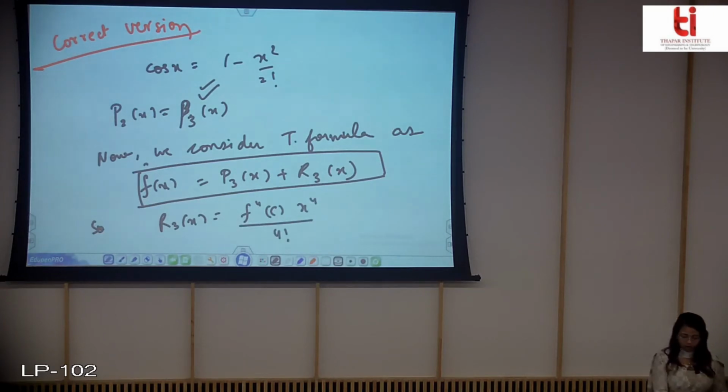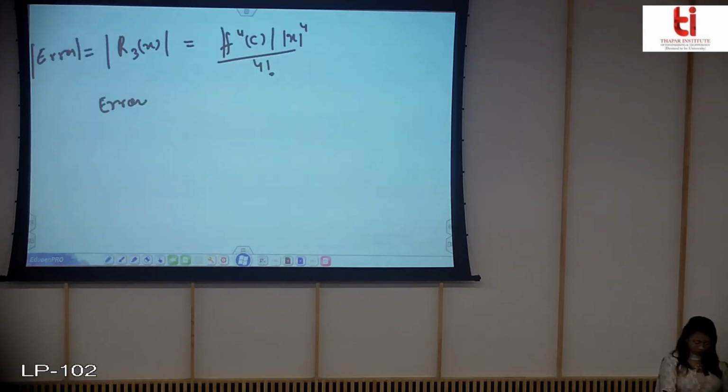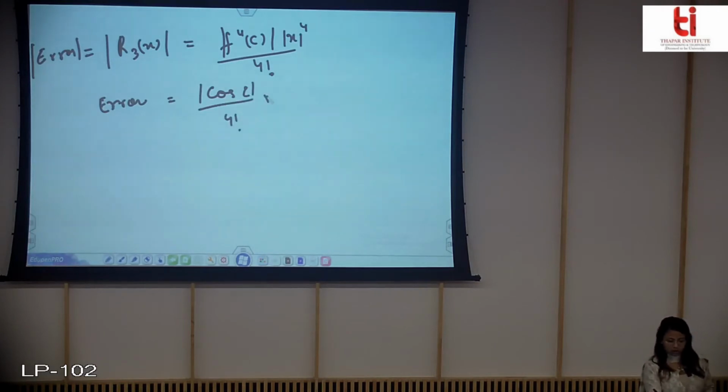Okay, now again we will see what is the error. This is our error term. So again this c is unknown, so we will find out the bound. So mod of R3(x) will be equal to mod of error. So the error will be equal to cos. You can see that if you differentiate cos of x 4 times, finally you will get this into x to the power 4, and again this is less than or equal to 1.